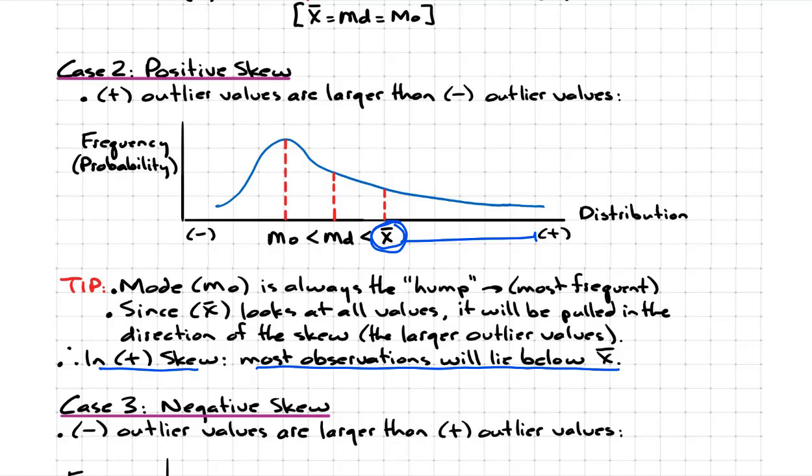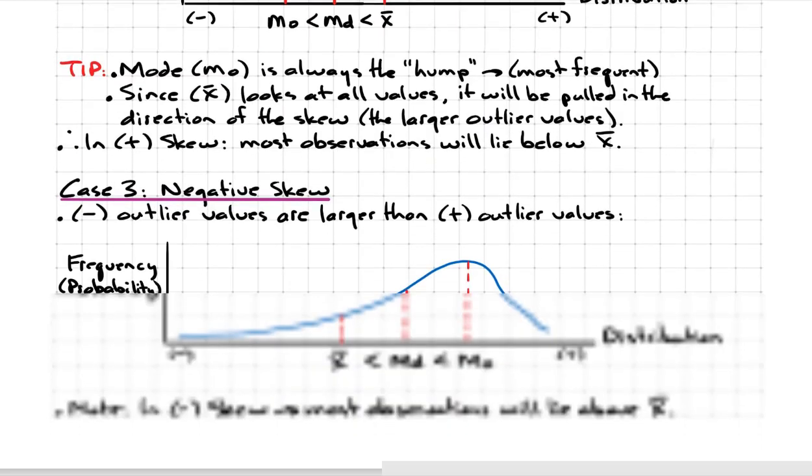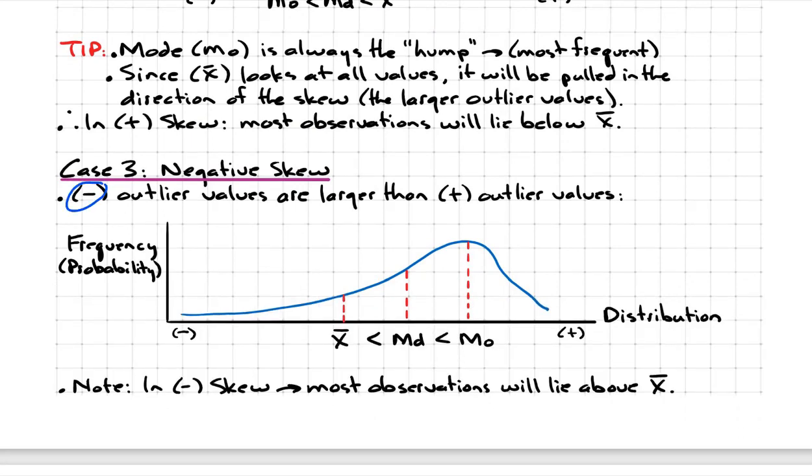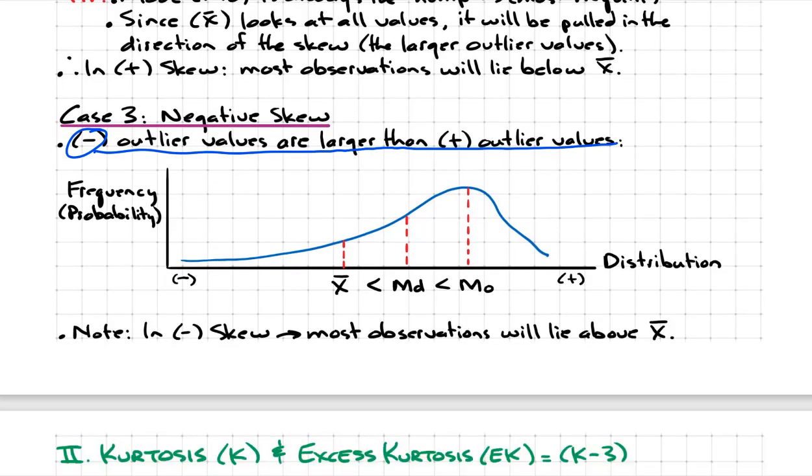So now let's use the exact same analysis for negative skew, and negative skew implies that the negative outlier values are larger than the positive outlier values. And again, we're going to do the same analysis as we did with positive skew. So since the negative numbers are larger, the stretch on the left side is greater than the stretch on the right side, because these negative numbers are much larger. So if that's the case, you get the following distribution right there.